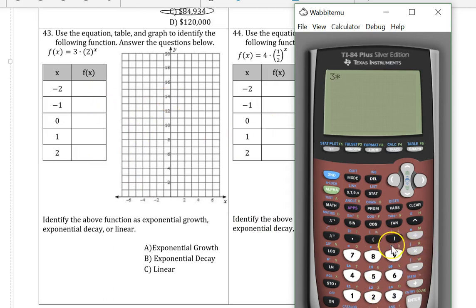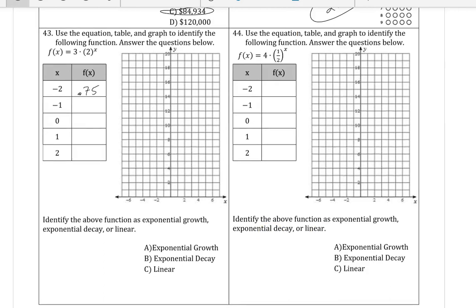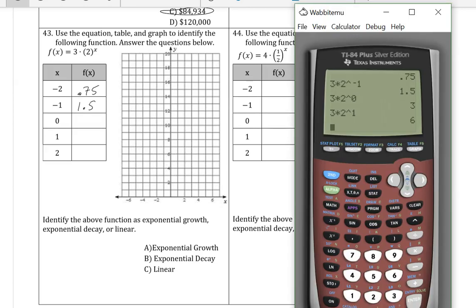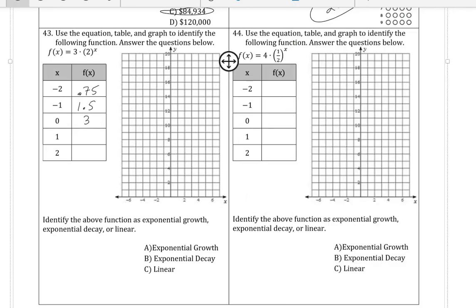Okay, so I got 3 times 2 up to the -2. 3 times 2. And then, okay, so we had 0.75, 1.5. I'm going to start writing these in here. 0.75. And 3, 6. And it'll be 12. All right, let's go ahead and do our other one as well.